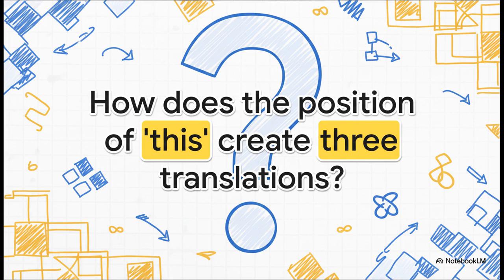So there it is. That's the puzzle we need to solve. How does the position of just one word change the entire meaning so drastically? How do you know if you're trying to say, this is the window, or, I mean, this specific window, or the window of this specific room? Let's dig in and find out the rules that govern all of this.